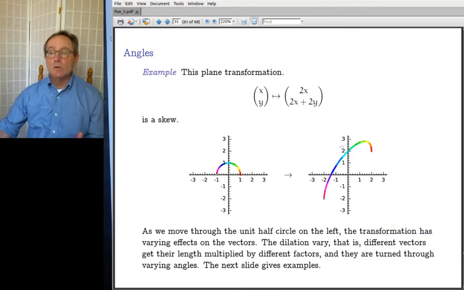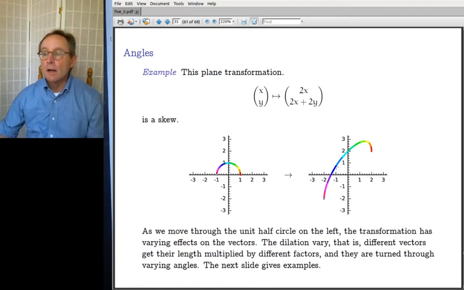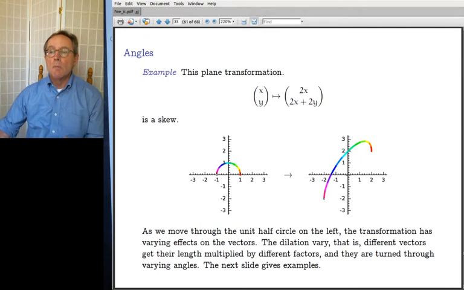Other vectors may be turned through a different angle or rescaled. These ones don't look nearly as far from the origin. Are these indigo? The indigo ones don't seem to me to be nearly as far from the origin as the yellow ones. So the yellow ones are multiplied and turned, but they're multiplied by a much bigger number than the indigo ones are multiplied by. So we get some picture of the varying action of this transformation on different lines in the plane.